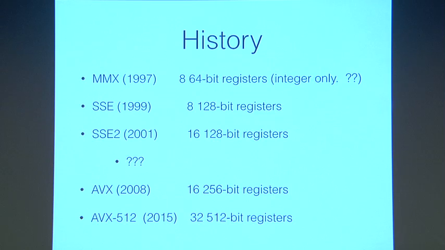You got 8 128-bit registers, you could break those up into various pieces. And then in 2001, they doubled the number of registers with SSE2, and then there's a big gap here, right? We'll come back to that. And then now we're starting with AVX. So we have 16 256-bit registers available.